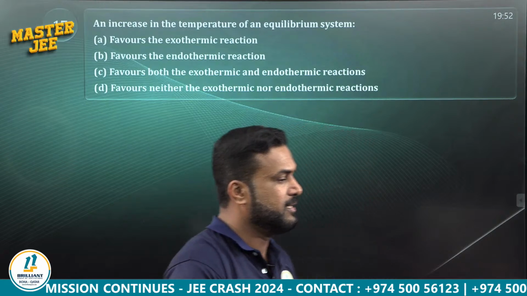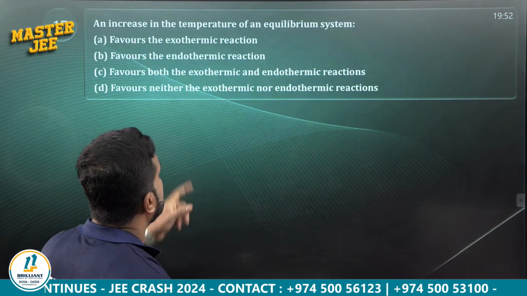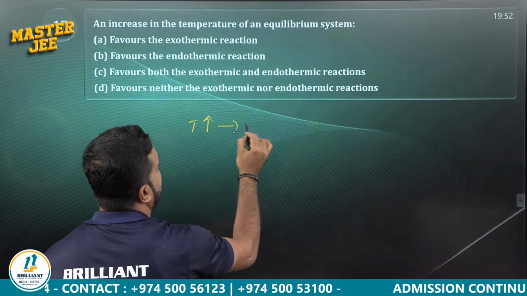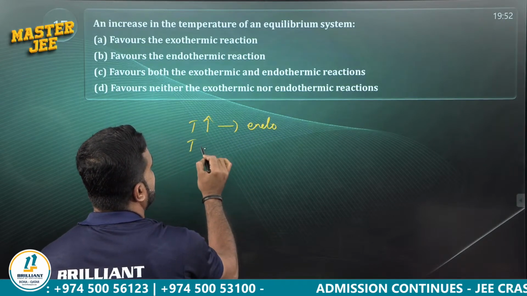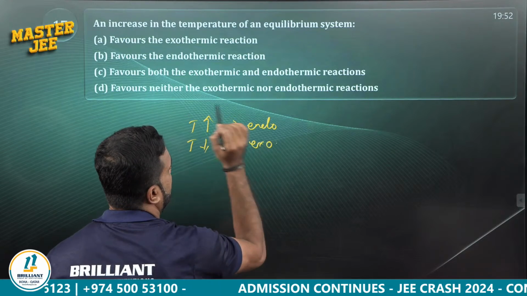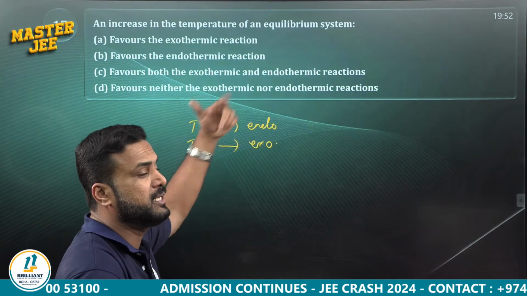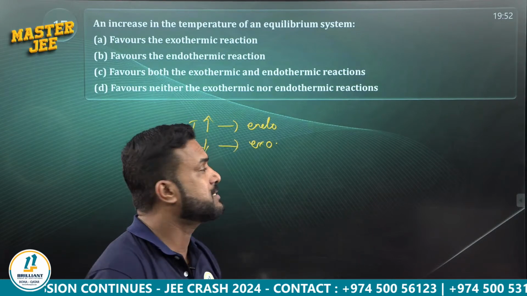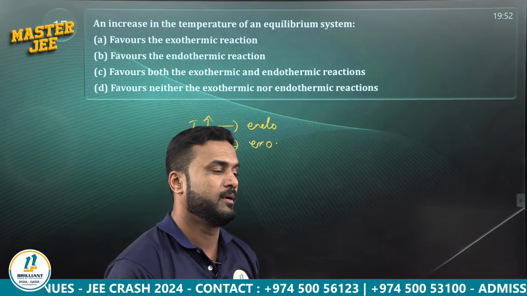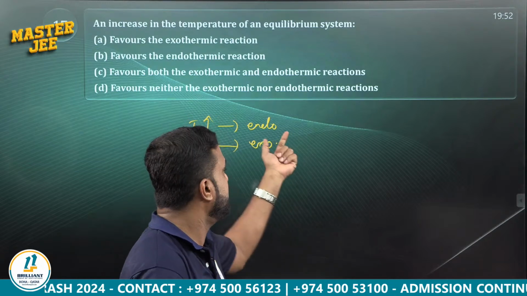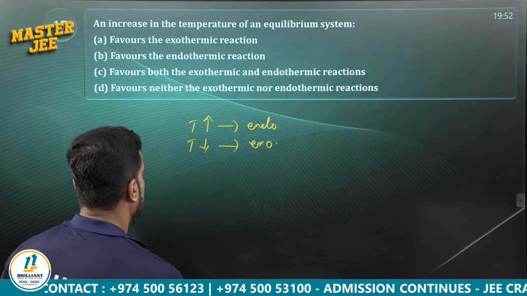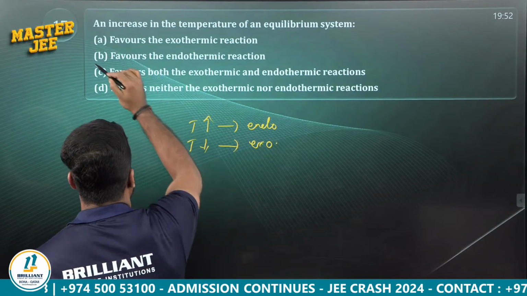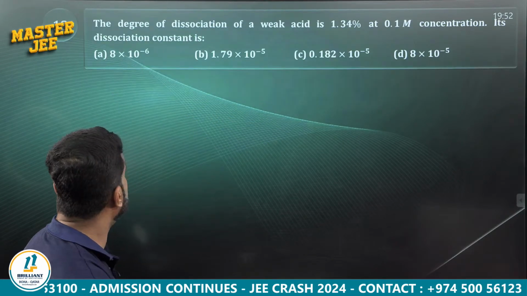Yes, Ashmita, tell. Yeah, good. So what is the answer over here? In every equilibrium system, when temperature increases, it favors the endothermic reaction. When temperature decreases, it favors the exothermic reaction. When we are trying to increase the temperature, the system wants to decrease the temperature, which means heat has to be absorbed, so it will favor the endothermic reaction, correct? So the right answer is that it favors the endothermic reaction, option B.